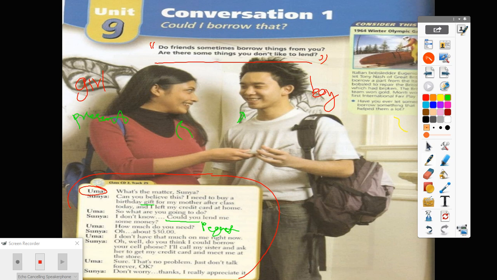How much do you want? When he replies, he doesn't use a polite way. Why? Because he is the person who is going to help, so it doesn't need a polite way. And of course, he shouldn't humiliate or underestimate the other person. Oh, about $30.